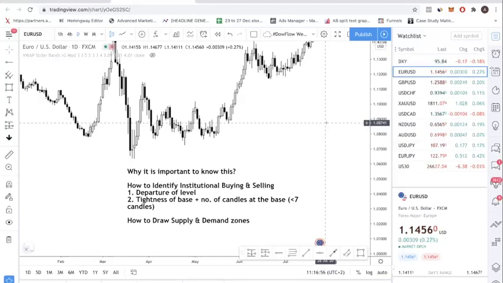Okay, so I talk about how you identify these institutional buying and selling levels. What you want to do is look at the departure of the level as well as the tightness of the base, and the number of candles at the base. Okay, lastly, I went through how you draw it. So I understand it's a bit difficult, right? It might be difficult at first, but as you keep practicing, it gets easier. Okay, you will train your eyes to be able to see it just the way I do, right? Just flick through the charts and I can see it easily. Okay, but that comes with experience.